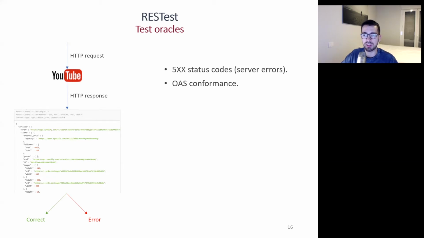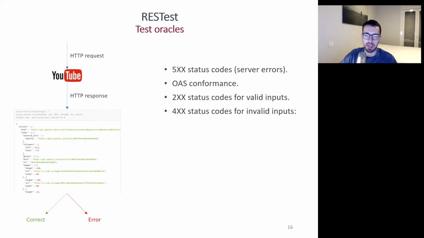Then that's a conformance error because that property was not included in the specification. This is just an example. And then we also use a few oracles that are a bit more powerful in this context. So basically we check that for valid inputs sent to the API, we should obtain a successful response, so a response containing a 200 or in that range status code, and vice versa. So for invalid inputs, we should obtain client error status codes.